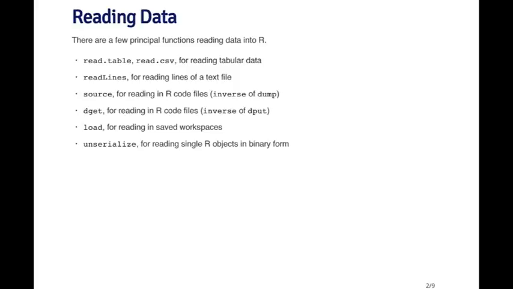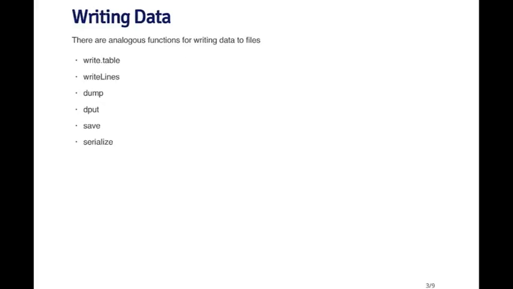The dget function is also for reading R code files, but it's for reading R objects that have been what are called deparsed into text files. We'll talk a little bit more about this later. The load and unserialize functions are for reading binary objects into R. The analogous functions for writing data are write.table, writeLines, dump, dput, save, and serialize, and those pair up with their reading analogs.